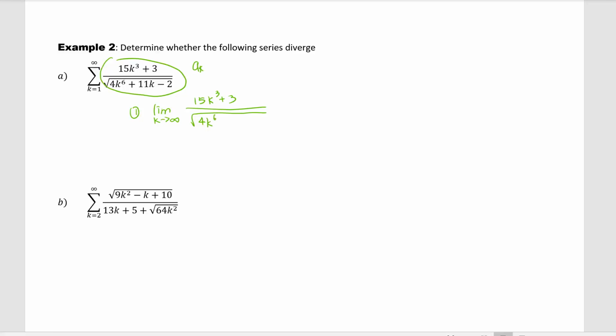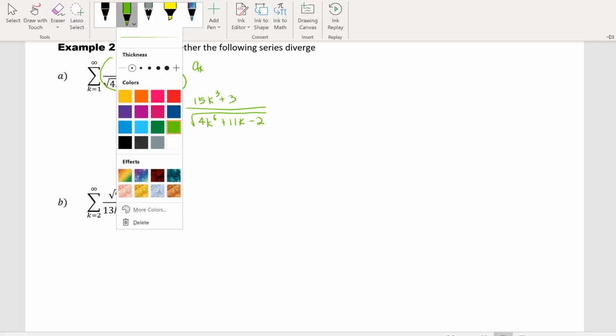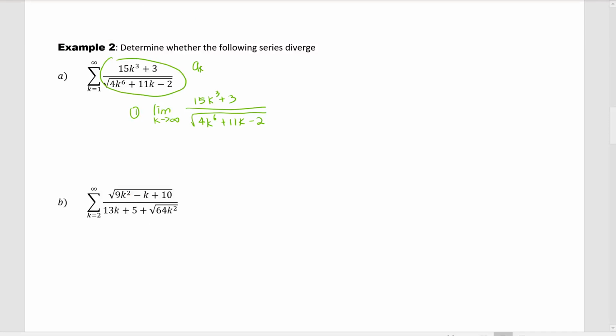Alright, so when k goes to infinity, we look at the dominant terms. Remember? We look at the dominant terms. So here, this is the dominant term. The dominant term of the numerator is 15k cubed. And the dominant term of the denominator is the square root of 4k to the 6. The square root of 4 is 2. The square root of k to the 6 is k cubed.